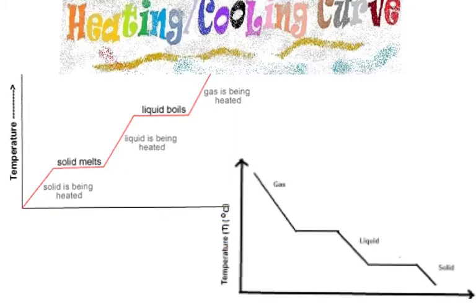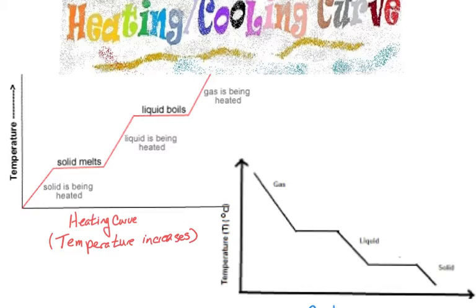So now let's look at heating and cooling curves and see how they differ or how they're similar. What we're going to see on the left-hand side, we have a heating curve, and on the right-hand side, we have a cooling curve. The first thing you might notice is that on the heating curve, the temperature is increasing. That shouldn't be surprising to you. Whereas on the cooling curve, the temperature is decreasing.